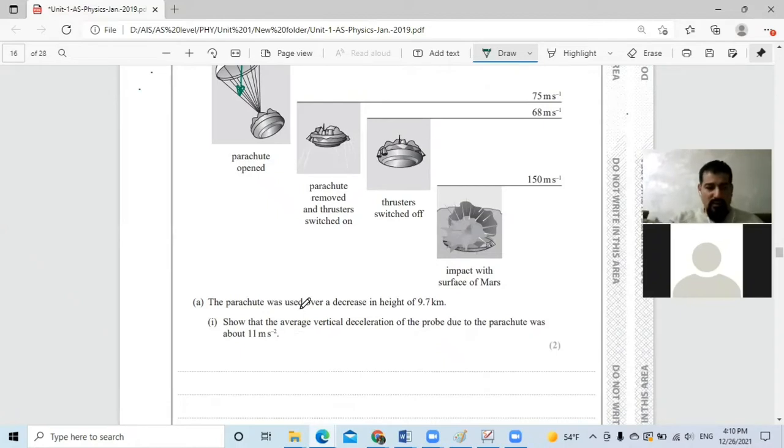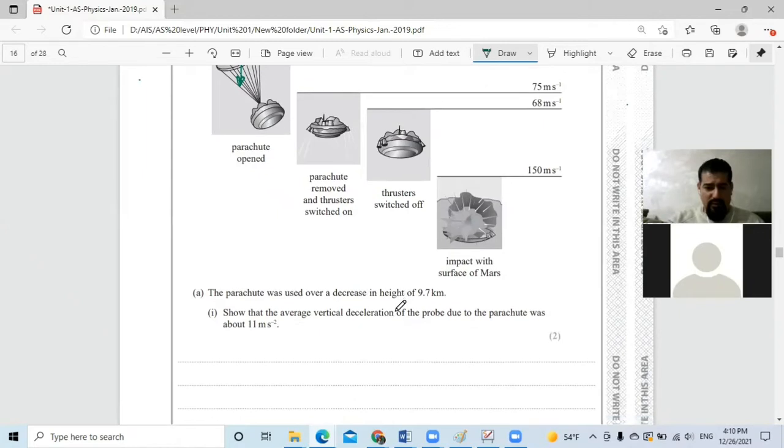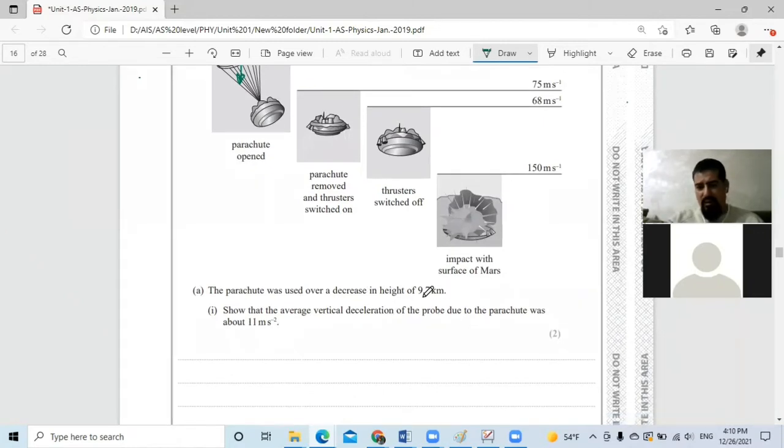The thrusters were used to decrease the speed at a height of how much? Sorry, the parachute decreased the speed at a height of 9.7 kilometers. That means 9,700 meters. Show that the average vertical deceleration is supposed to be about 11. So what are we going to use? We're going to use the formula v squared equals u squared plus 2as. I told you we have to know how to use the equations.